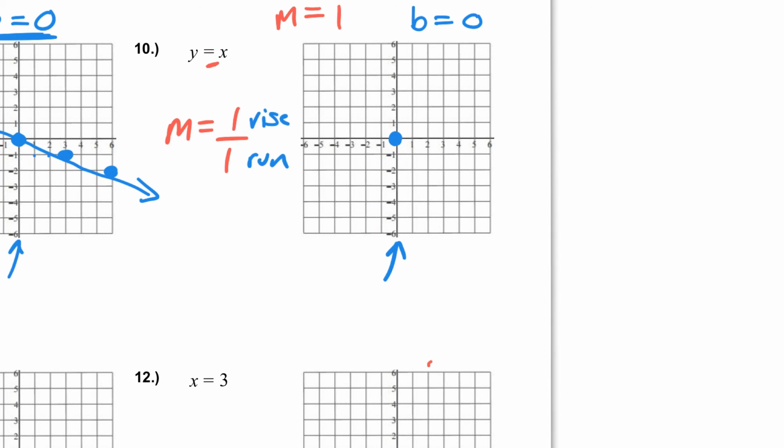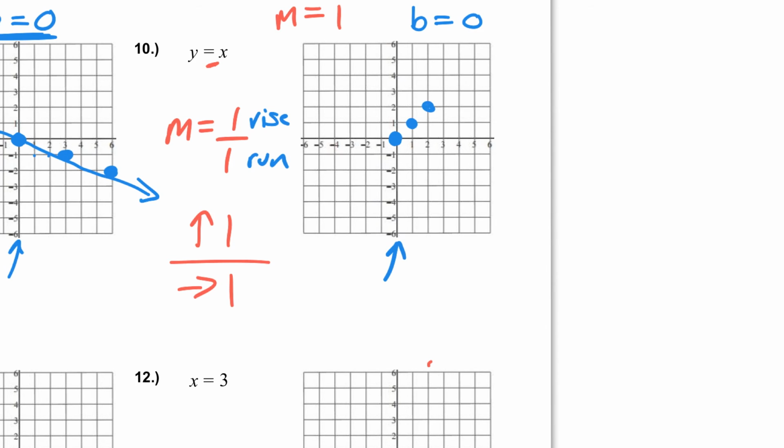And if we were to draw that in arrows, a rise of +1 means we're going up 1. A run of +1 means we're going right 1. So from our starting y-intercept, we're going to go up 1, right 1 to find our next point. So up 1, right 1. There's our next point. We just continue with that pattern.